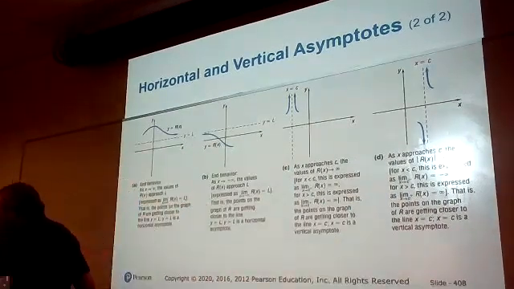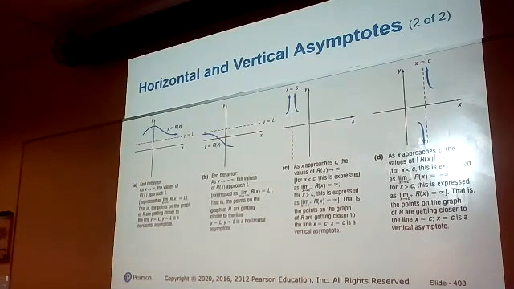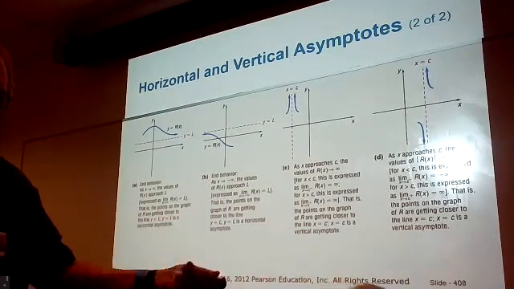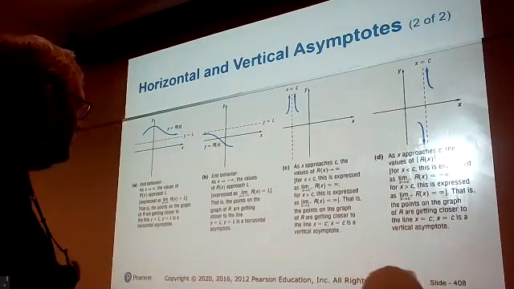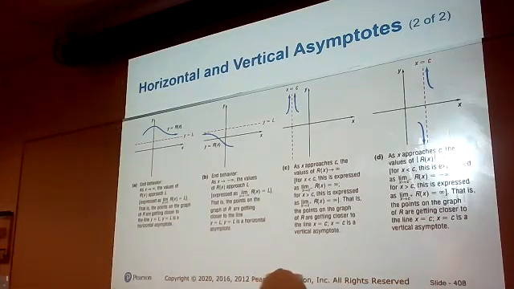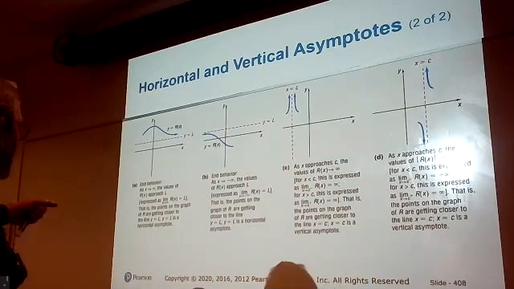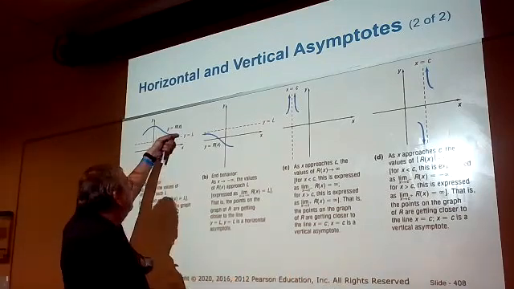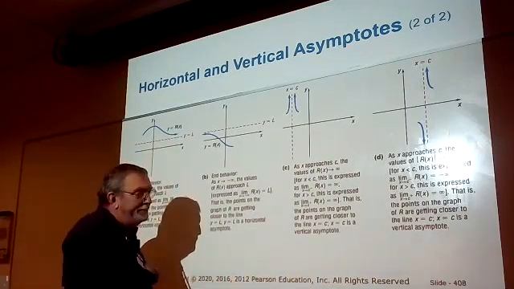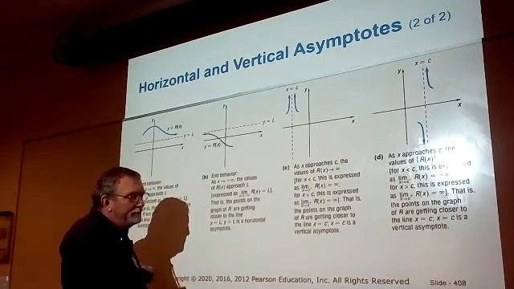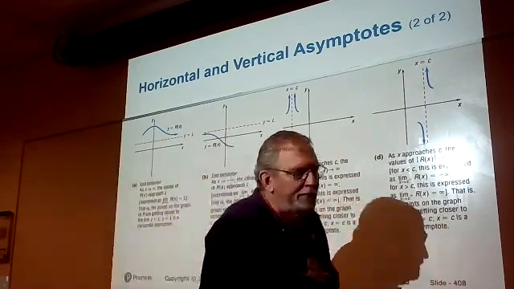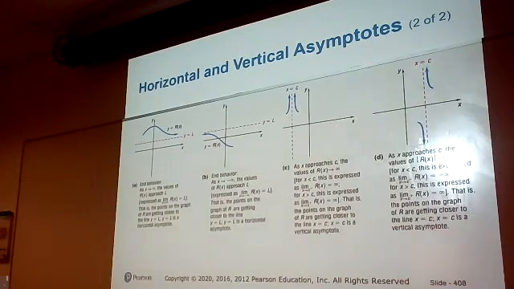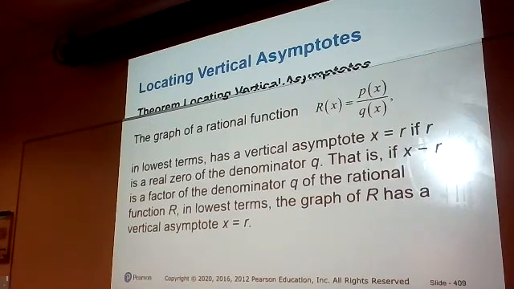And horizontal asymptotes are about end behavior. As x gets sufficiently large, either in the negative direction or the positive direction, we're looking at whether it is coming down to that line or coming up to that line. And usually it's pretty easy to tell what's going on there. Usually, and we'll look at examples of doing that.